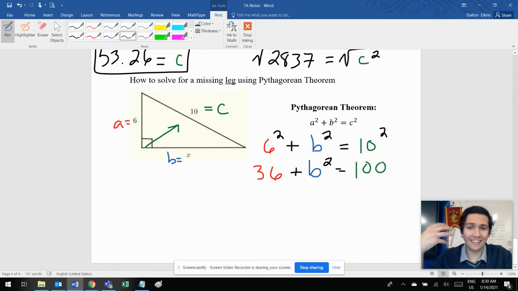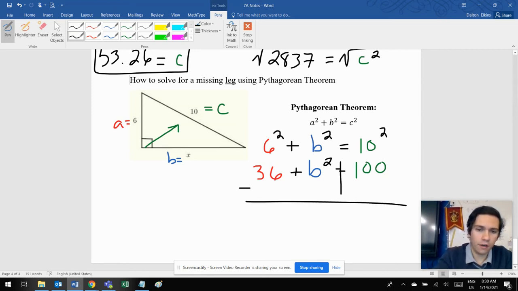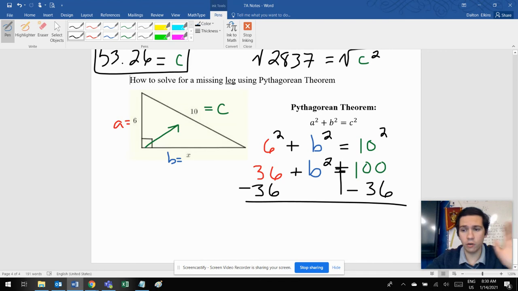Okay, so your goal is to get B to the power 2 by itself, but it's currently being added to 36. So to get this alone, we need to get rid of the 36. I do that by subtracting 36 from the left side of the equals. And if I do it to the left side of the equals, I have to do it to the right as well, right? Equals means balanced. It means that whatever you do on the left, you do on the right. So if I remove 36 from the left, in order to keep it equal, I remove 36 from the right.